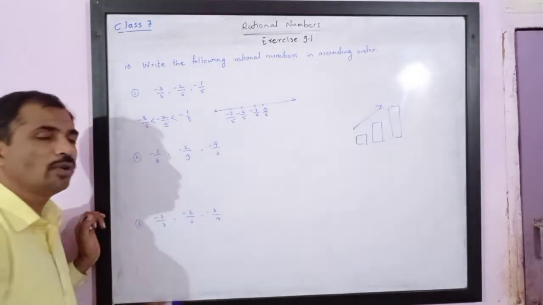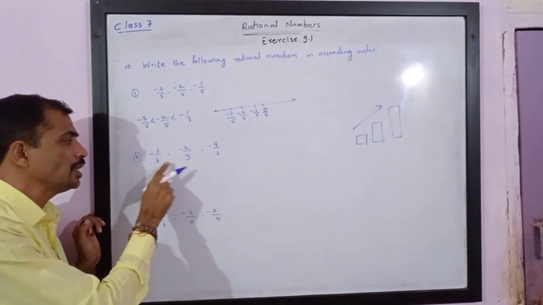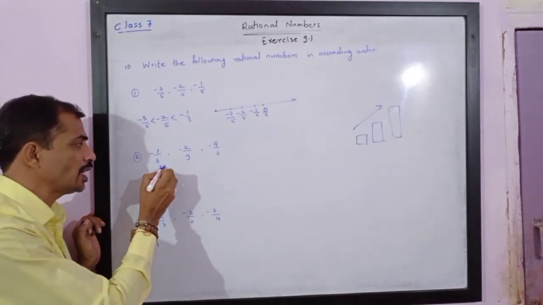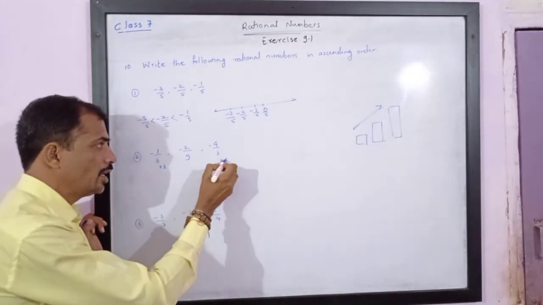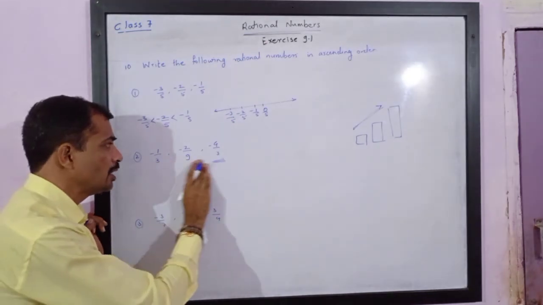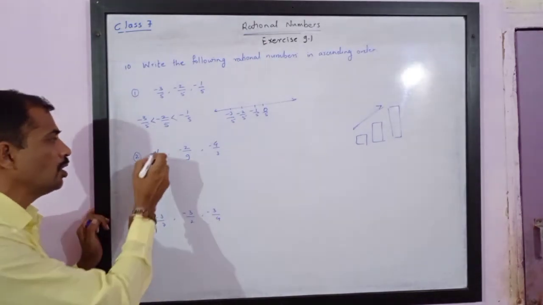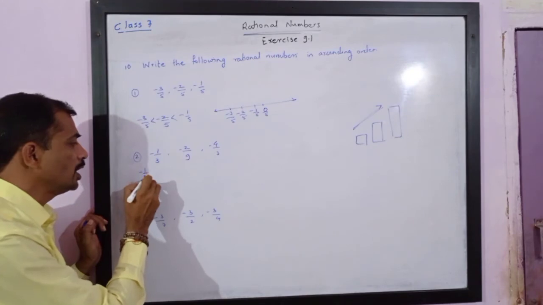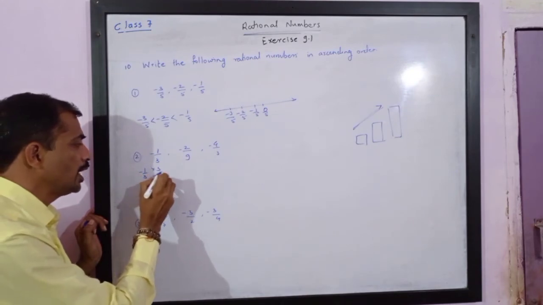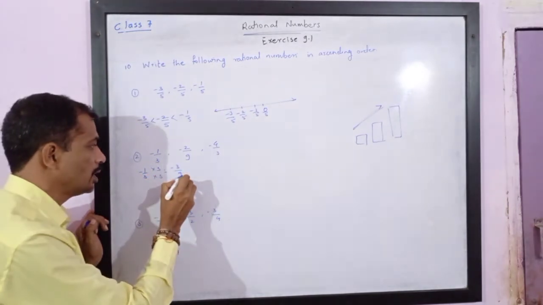Please note, they are not co-prime numbers. Means 9 comes in 3's table. If you multiply this first fraction by 3, we can obtain the 9 denominator. And if denominators are the same, then we can do the comparison. So, multiply this negative 1 upon 3. If you multiply by 3, we will get this as negative 3 upon 9.